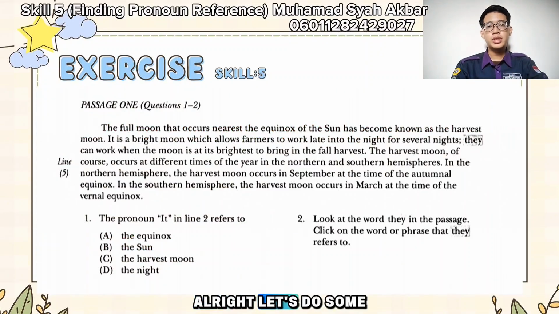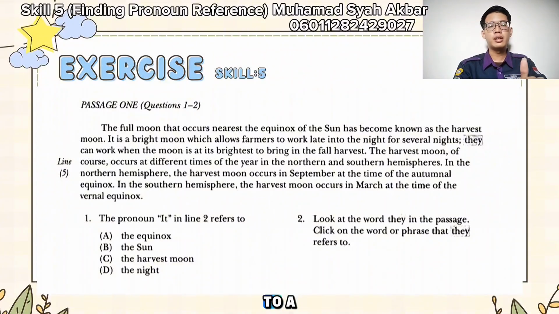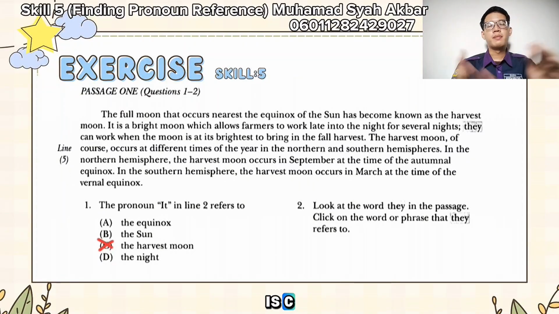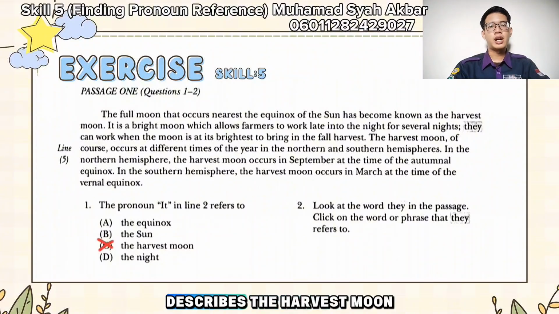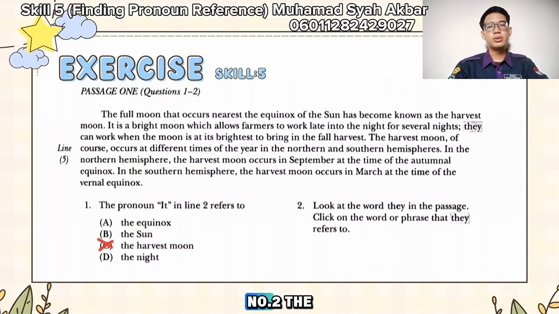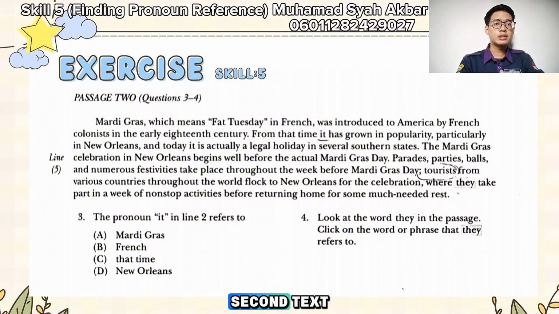Alright, let's do some exercises. Text 1, the question is, the pronoun it in line 2 refers to A, the equinox, B, the sun, C, the harvest moon, D, the night. The answer is C, the harvest moon, because it is a bright moon, describes the harvest moon in the previous sentence. Number 2, the word they refers to, the answer is farmers, because they are the ones who can work late at night.